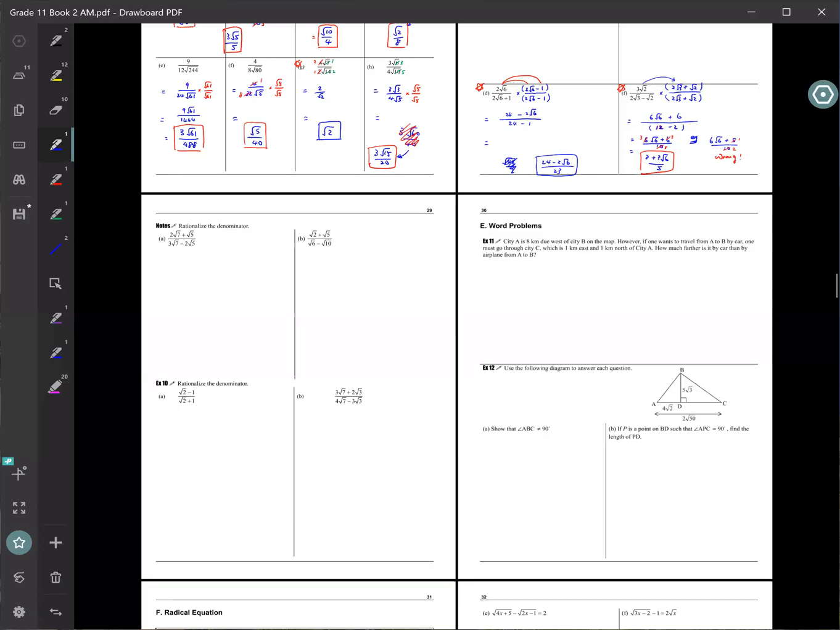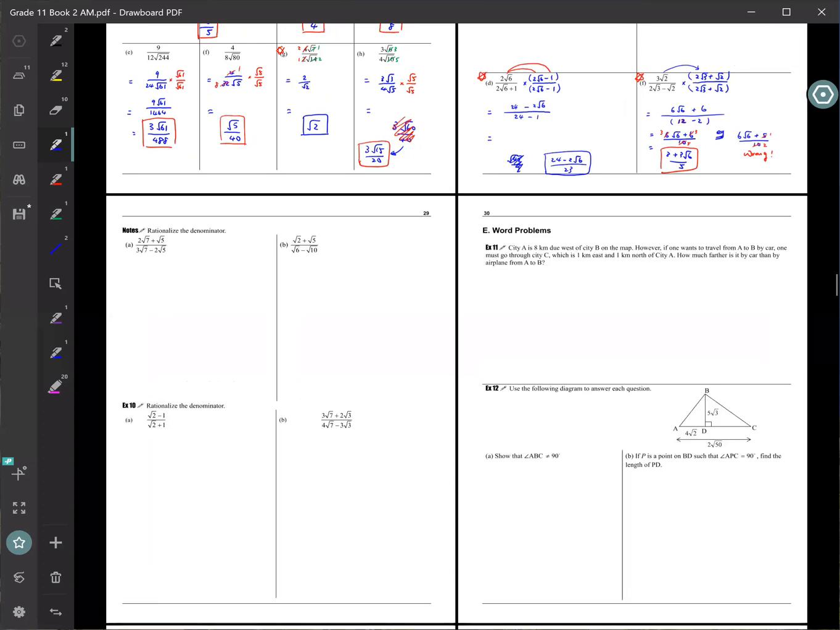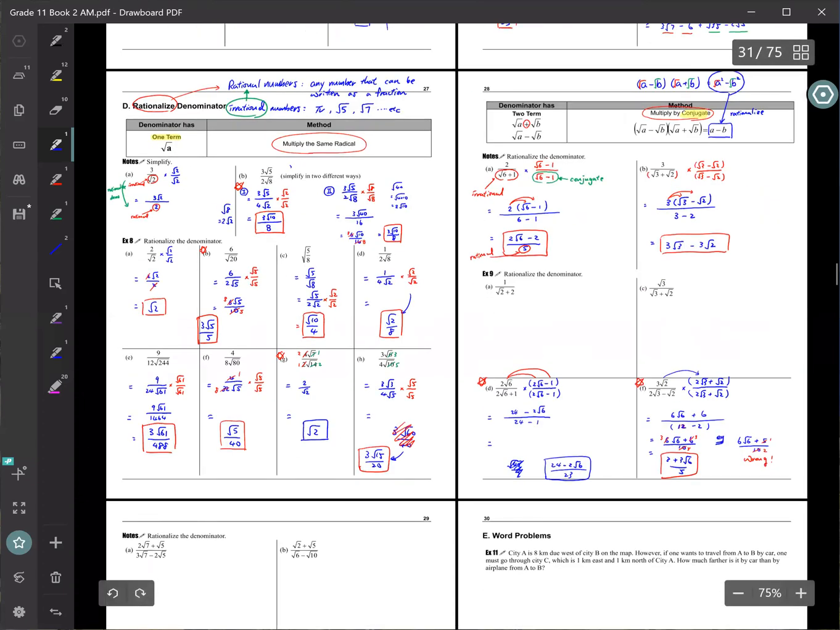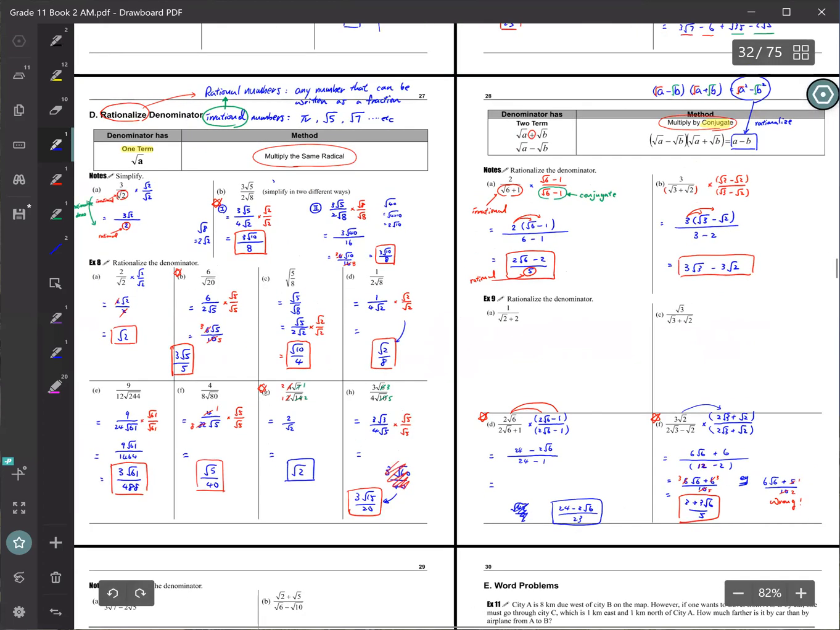So page 29 is a continuation of rationalizing, right? Let's quickly recap what happened last time. When we rationalize the denominator, it means we want to make the denominator become a rational number, right? If you see a radical, you want to make it go away. So there are two types of questions.